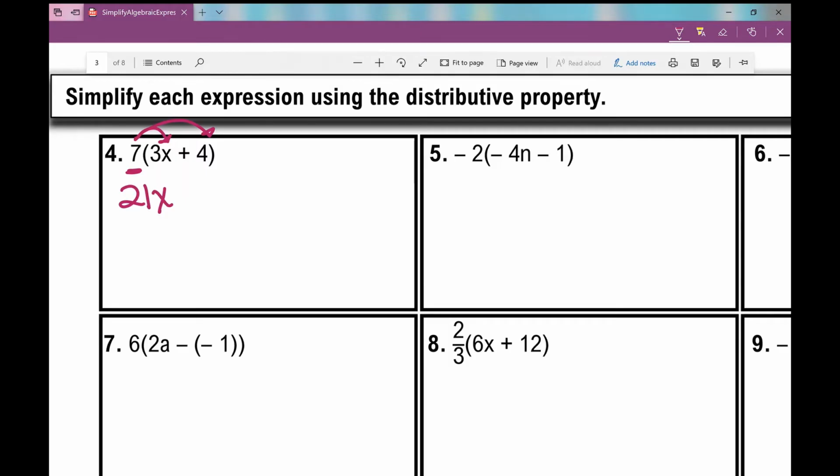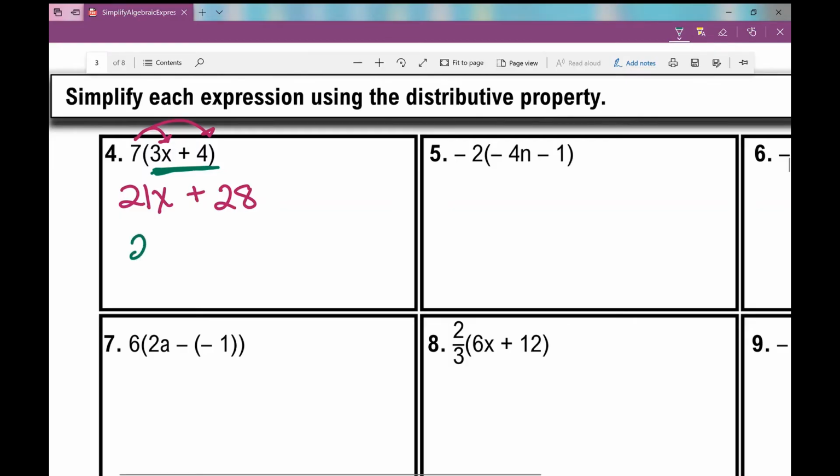Then 7 times positive 4 is positive 28. So that's how we simplify that. Now, one thing I want to point out, how many terms did I have in this set of parentheses right here? I had 2 terms. Whenever you're using the distributive property, you will still have 2 terms in your answer. So you need to make sure that you have 2 terms. And when you distribute something, both of those terms need to change.